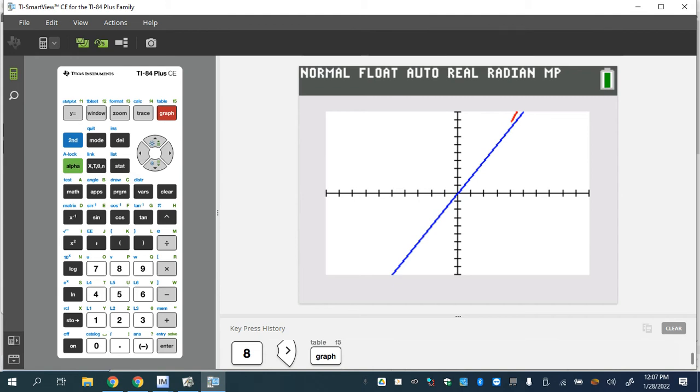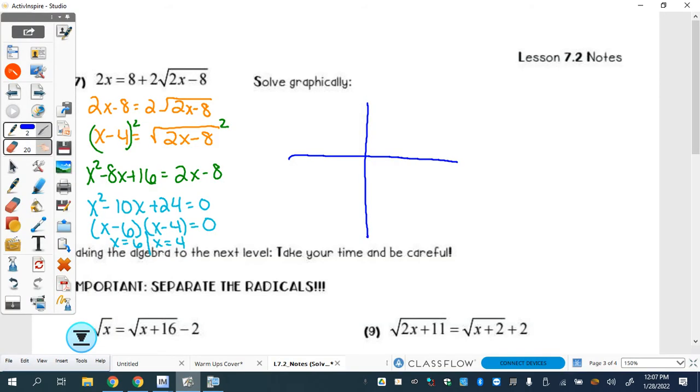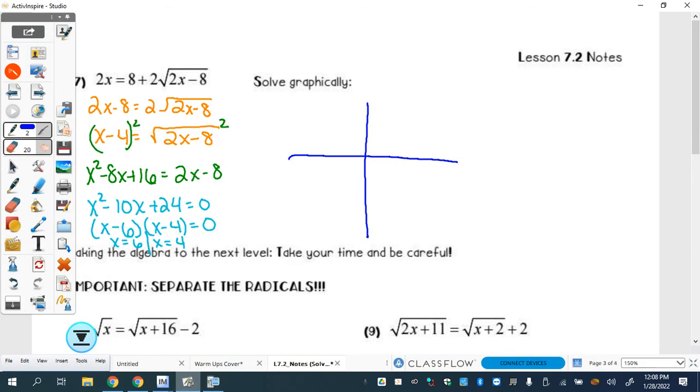Uh-oh, that one goes off our graph a little bit. So we can't really tell too well where they cross. So let's take a look at our table. Our answers we got were 6 and 4. So at 4, they're both an 8. So yes, it checks out. At 6, they're both a 12. So yes, that one also checks out. So for this one, we get to keep both those answers. Both answers are viable. No extraneous here.